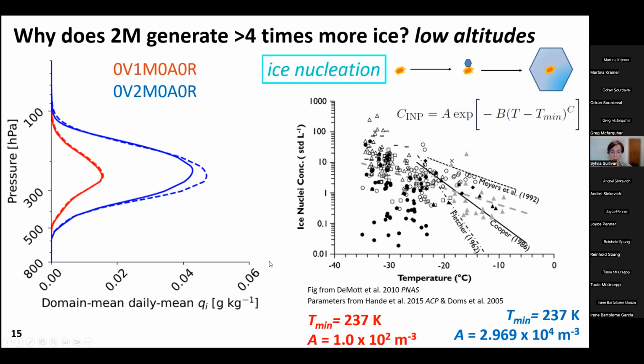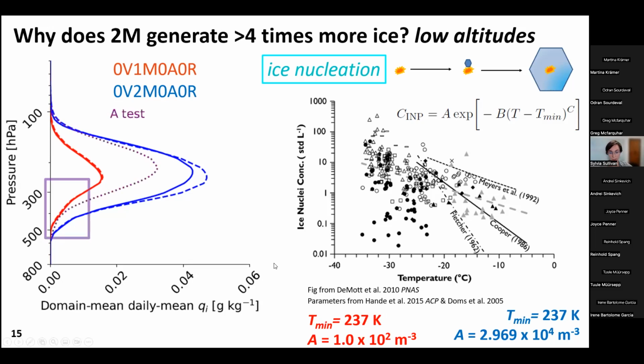And that higher efficiency then is going to generate a lot more ice. And we can test that in the purple trace over here on the left by taking the value of A in the 1 moment scheme and putting it into the 2 moment scheme. And when we just switch this efficiency factor, we can get the ice mass profile from the 2 moment scheme to collapse down onto the 1 moment scheme.